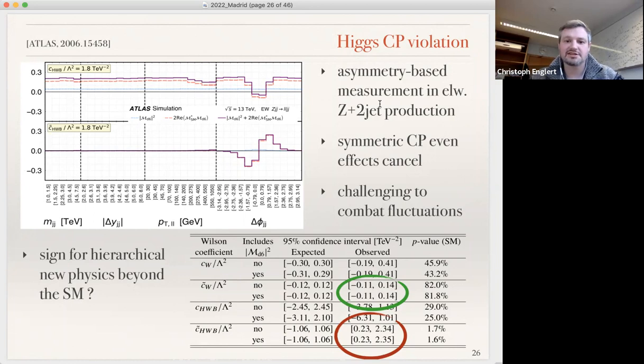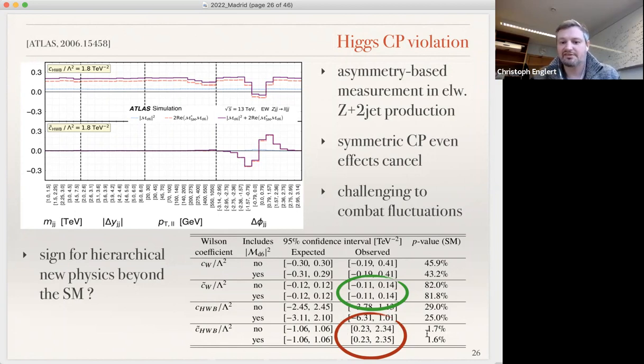But of course, it's very challenging there to combat fluctuations, and it's always experimentally challenging to get rid of unphysical asymmetries. What they found here is that actually this operator, the CP violating operator that links the W fields and the B field in the gauge basis with the Higgs field, is favored to a relatively large value that really more or less excludes the standard model with that p-value here. So there are 2 questions here. Of course, when you see that, is that new physics? Does it make sense to understand that as new physics?